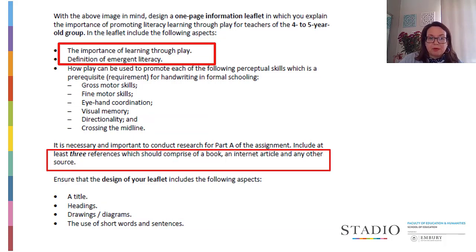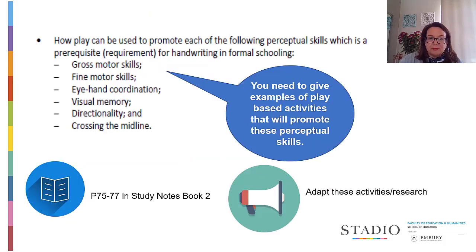I have received a number of emails about what must I reference. So ladies and gentlemen, you can reference why play is important and a definition of emergent literacy. Those two you can reference. Then you need to give examples of play-based activities that will promote these perceptual skills. Before a child can start with handwriting in formal schooling, with letter formation, those perceptual skills must be in place. They are a requirement for handwriting.